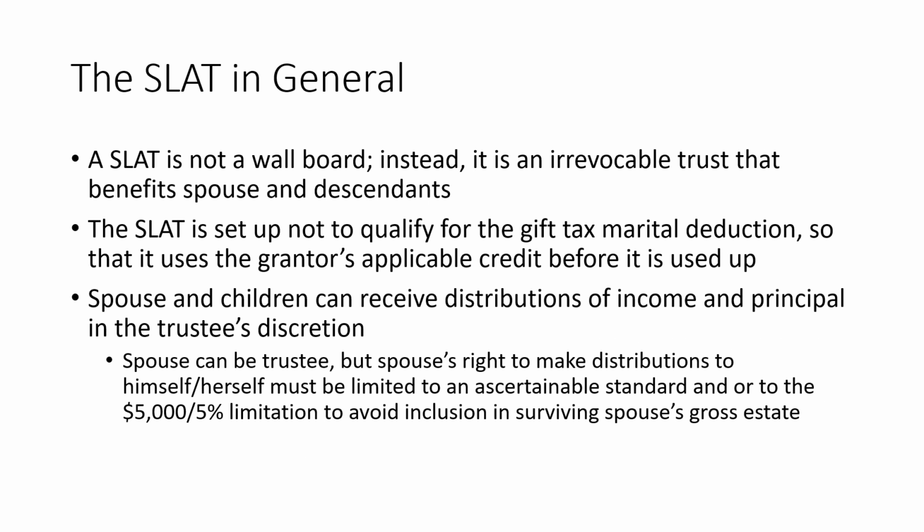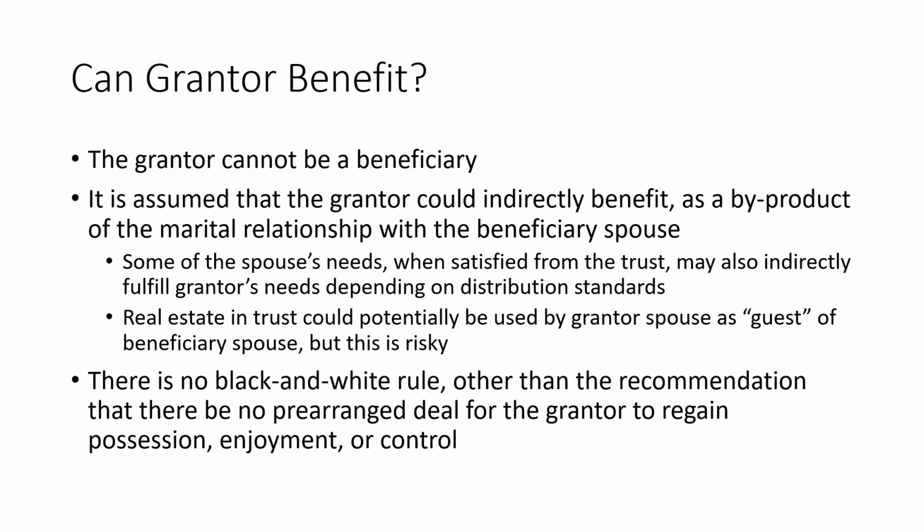And because it's set up that way, it means that you'll use the grantor's applicable credit before it is used up. And with this type of trust, the spouse and children can receive distributions of income and principal in the trustee's discretion. Now, if you have the spouse as a trustee, remember the goal is not to have the assets included in the spouse's gross estate. So if you have a spouse as trustee, you should make sure their right to make distributions to themselves is limited by an ascertainable standard such as health, education, maintenance, and support, or you could also have the $5,000 or, if greater, 5% limitation on annual distributions in order to avoid that estate inclusion.